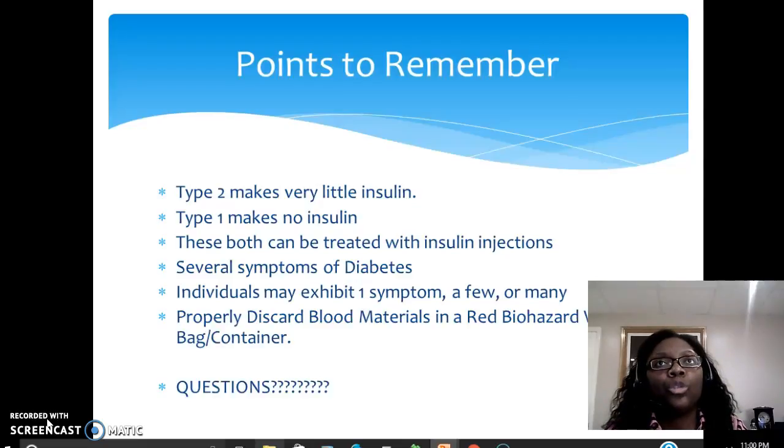And another thing that I want you all to remember is whenever you are checking your blood sugars or handling bodily fluids, such as insulin injections or utilizing your glucometer, you're going to properly discard those materials in a red biohazard waste bag, such as this one.